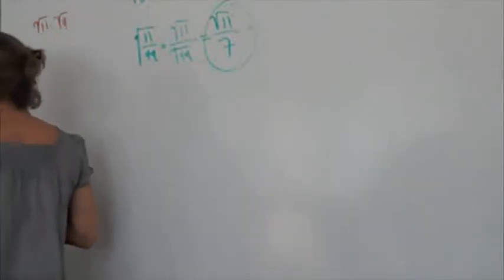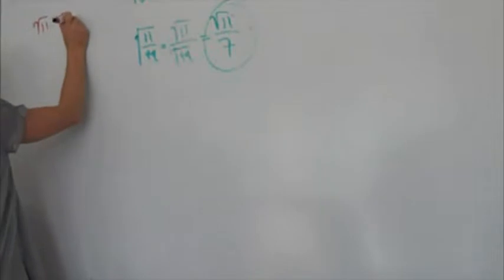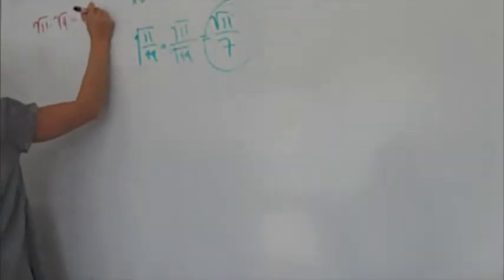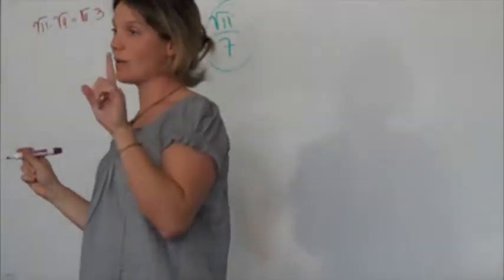9. So it's going to be square root of 11 times 3. Remember, it acts like a variable, so we always want to put it in front.